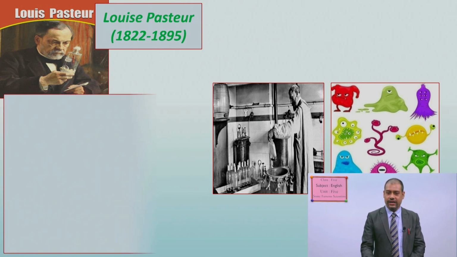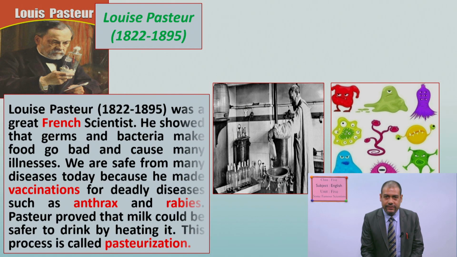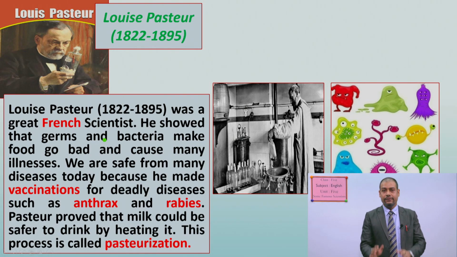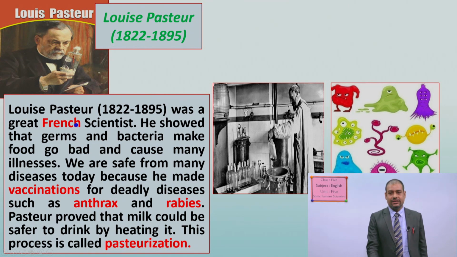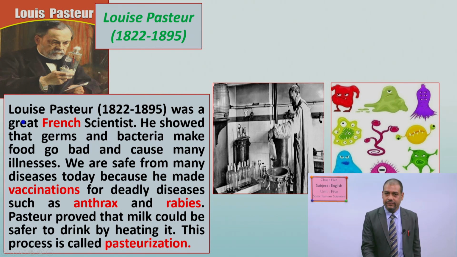Now, for that one, you have to read with me first, okay? Please start reading with me. Louis Pasteur was born in 1822 and he died in 1895, okay? So let's start again. Louis Pasteur was a great French scientist. He was also a scientist. Nowadays also he is very famous in the world, okay? Why? You will know later in the text.